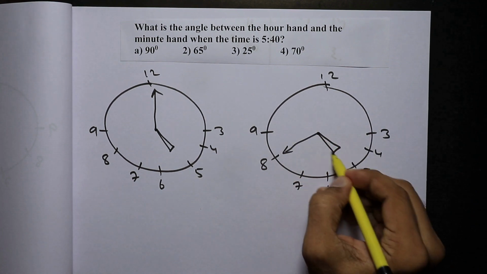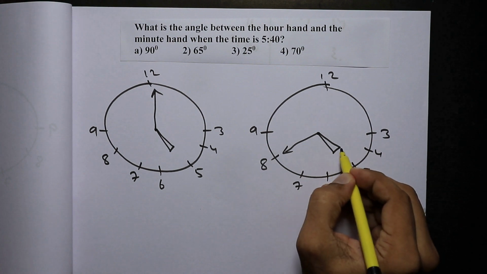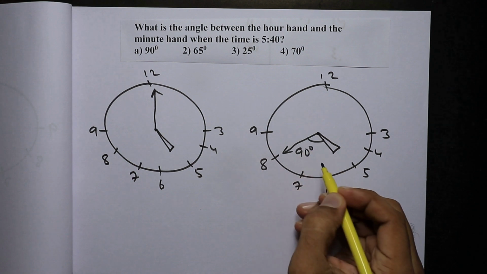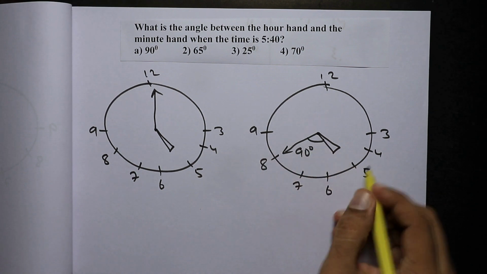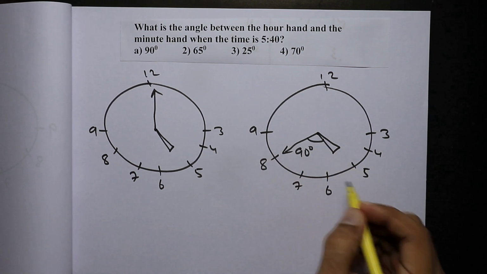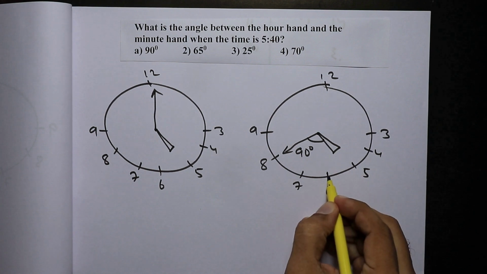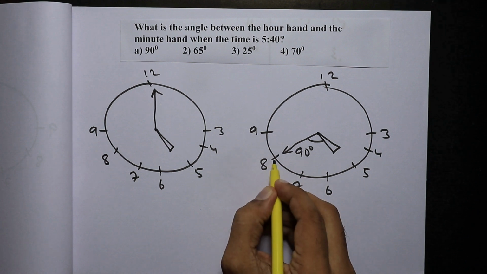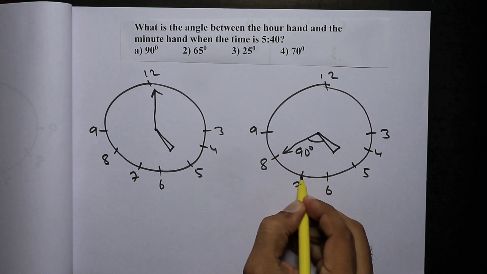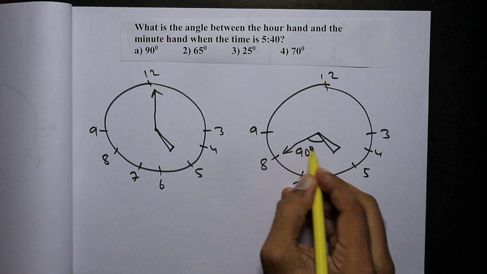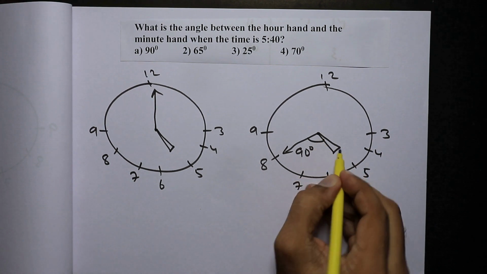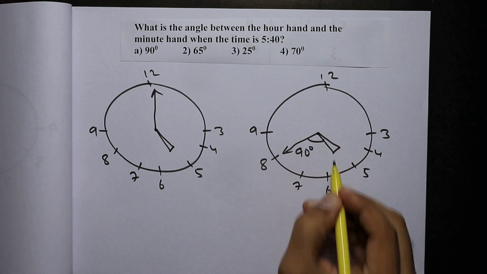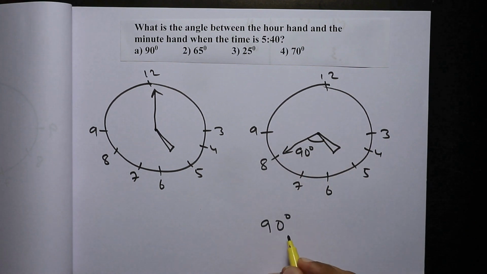So if the hour hand is fixed here, then the angle between hour hand and minute hand, this angle will be 90 degrees. That is, angle between any two successive hours is 30 degrees. Between 5 and 6 is 30. Between 6 and 7 is 30. Between 7 and 8 also it is 30. So 30 plus 30 plus 30, this angle will be 90 degrees, provided the hour hand is fixed here. But actually it is not fixed.